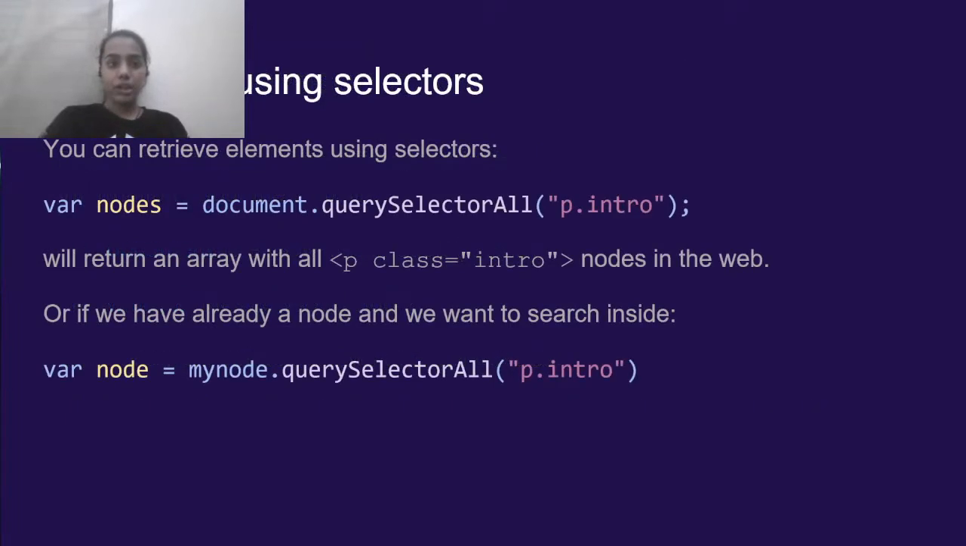Next, we have JavaScript using selectors. So you can also retrieve the item using selectors. Using selectors in JavaScript allows you to target specific elements within the Document Object Model using CSS style queries. Selectors provide a convenient way to access elements without having to traverse the DOM manually. Here's how selectors work with the DOM.